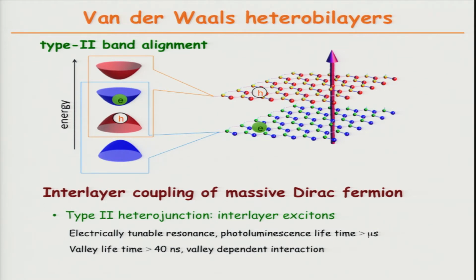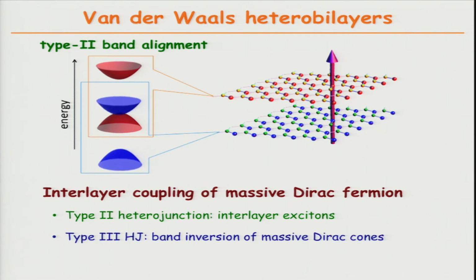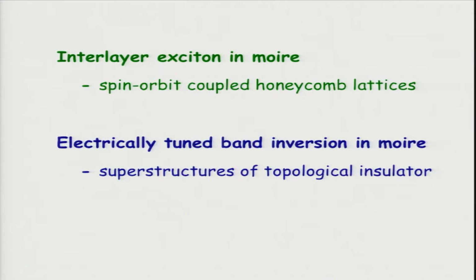So that's one thing that I want to discuss. And the other thing is when you use the electric field, which can tune the relative band alignment into the so-called inverted type 2 or type 3 region where you have a broken gap. And in this case, we can look into the band inversion and see what is the Moiré effect on these inversions. So those are the two things we will discuss.